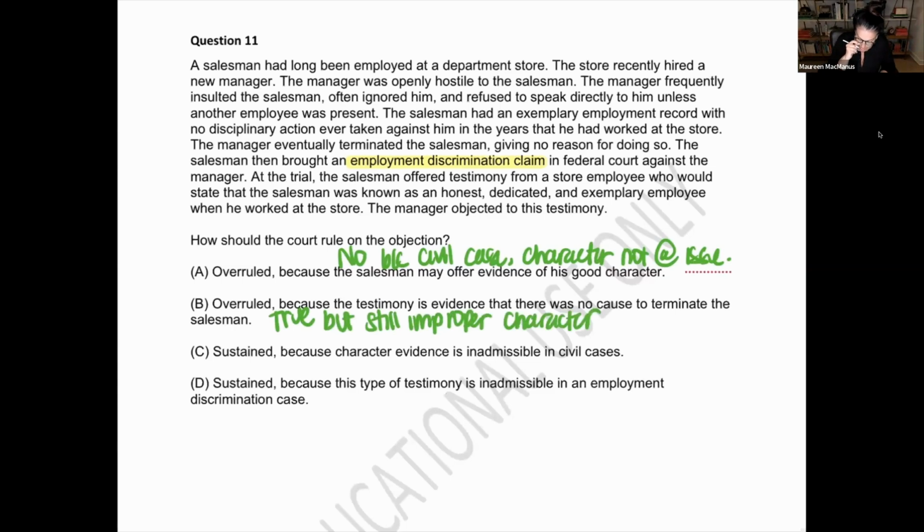C, sustained because character evidence is inadmissible in civil cases. This overstates the law. It's not always inadmissible. It's admissible in certain circumstances. So D is our correct answer. Sustained because this type of testimony is inadmissible in an employment discrimination case. That's correct. So 11 is D, which, there were answers kind of all over the place here. But yeah, D is our correct answer.